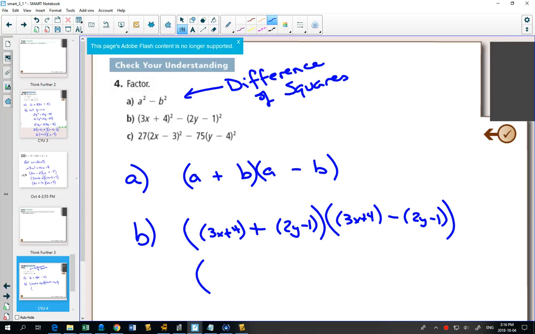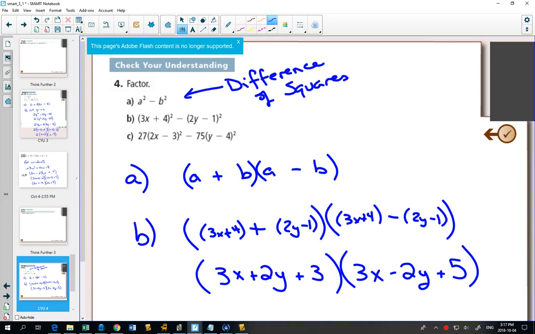Here, in the first set of brackets, we have 4 minus 1, so we get 3x plus 2y plus 3. And in the second one, 4 minus a negative 1, 3x minus 2y. Minus a negative is adding, plus 5. So again, I started with the difference of squares, and then I factored it and simplified it afterwards.